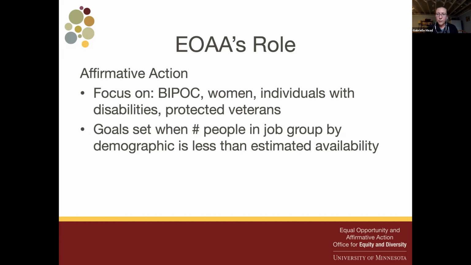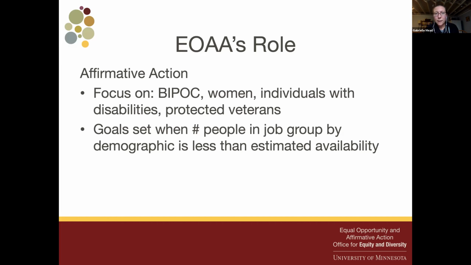The government has told us that for any job group, for any marketplace, you can assume that 7% of the qualified people have a disability. So our goal is to have 7% of employees in any job group be a person with a disability.